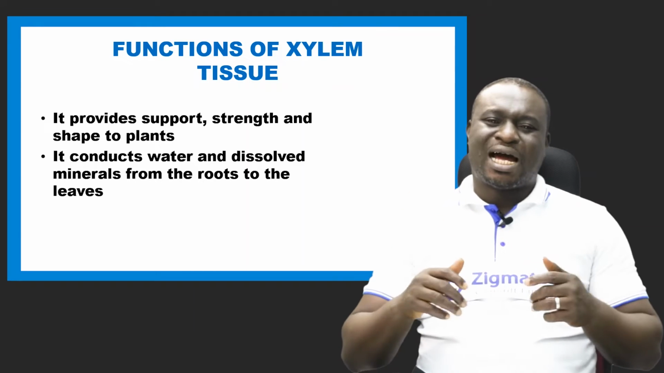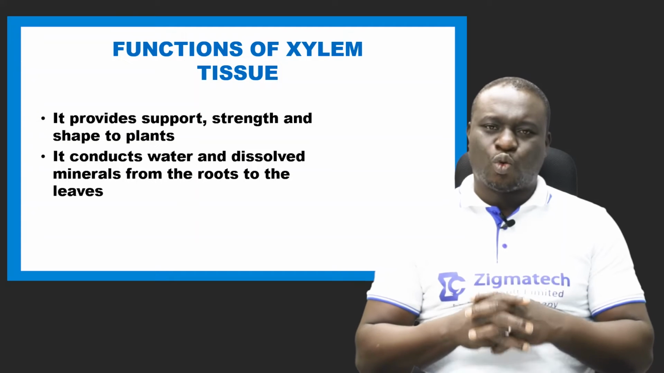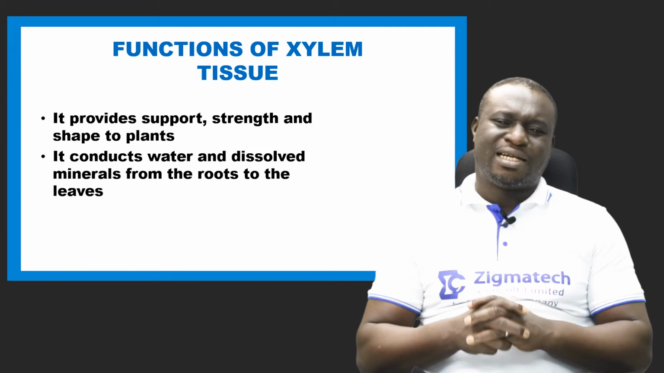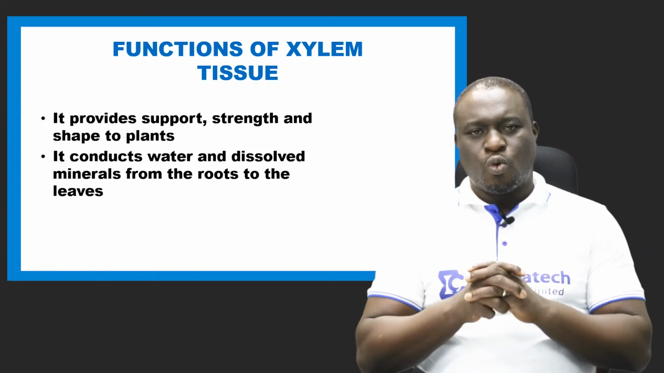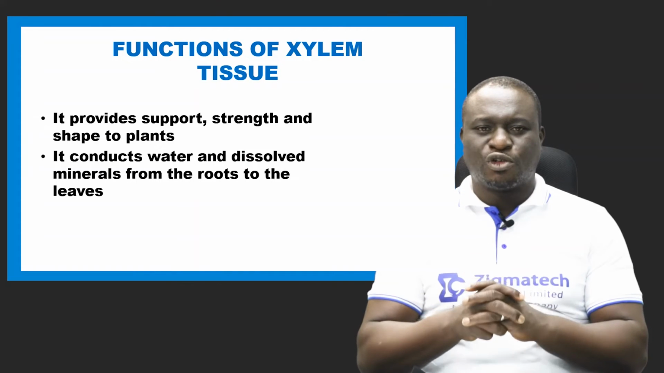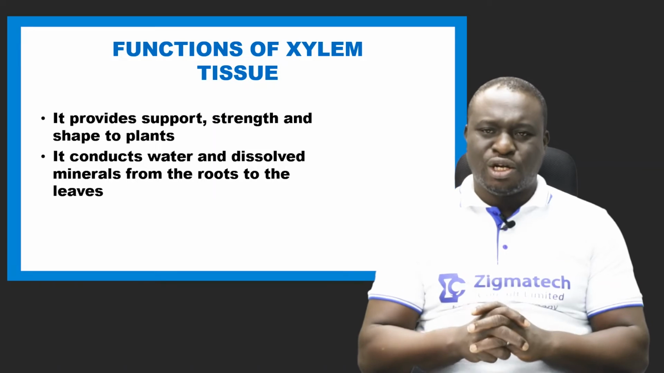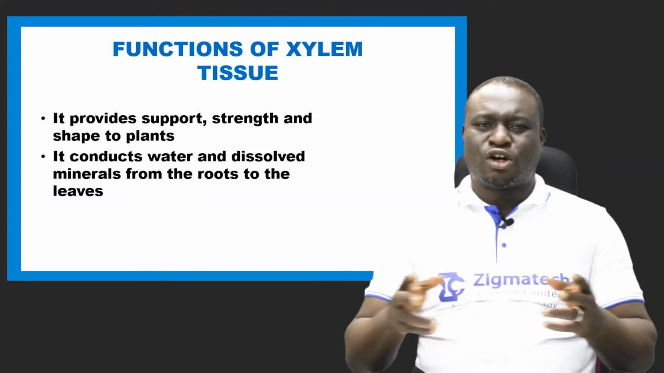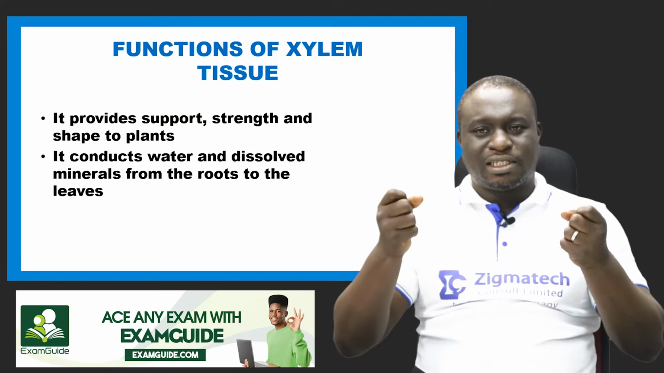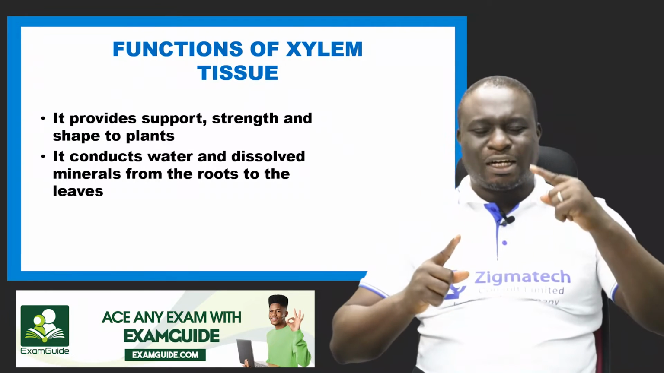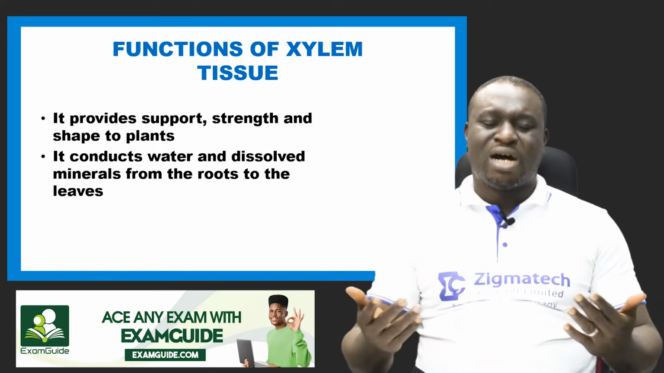Remember, minerals are required by plants for manufacturing their food. It is one of the conditions necessary for photosynthesis to occur. And these minerals can be conducted from the soil through the root hairs, through the xylem, to the leaves where food is being manufactured.